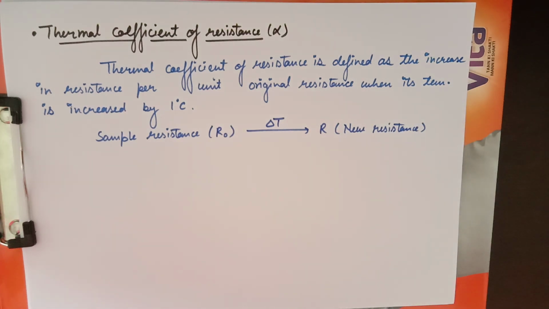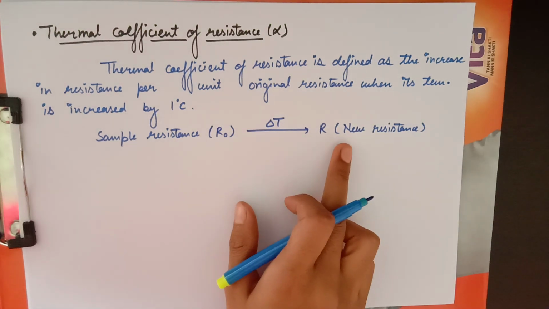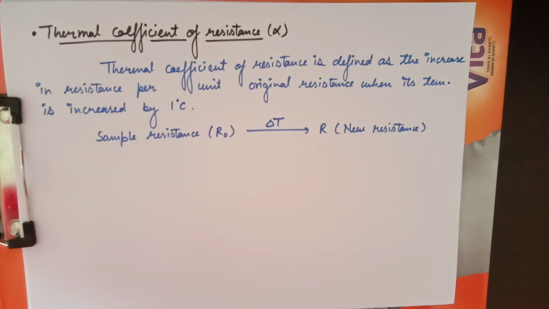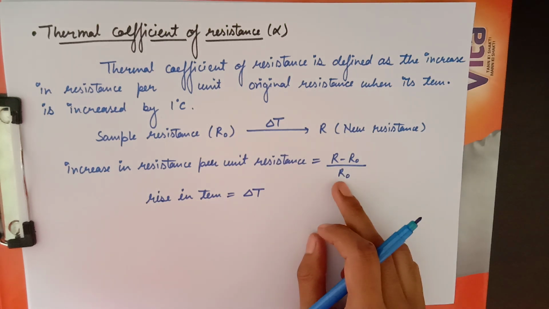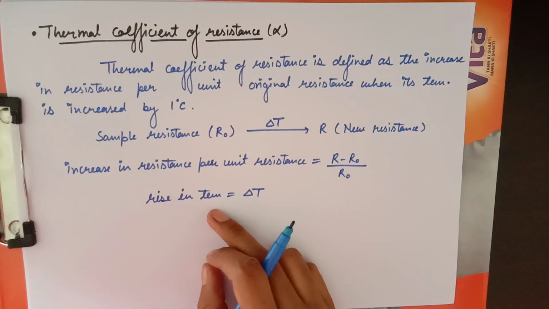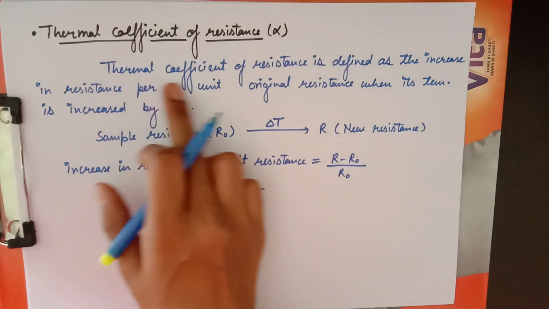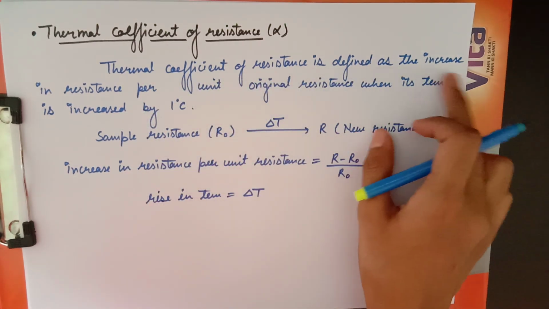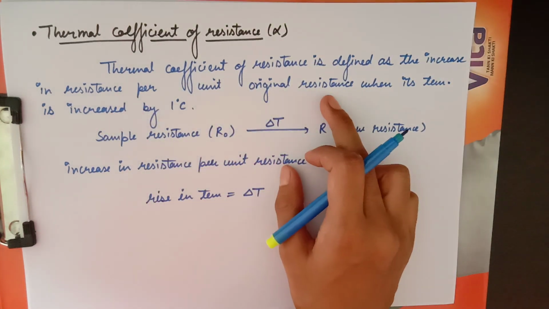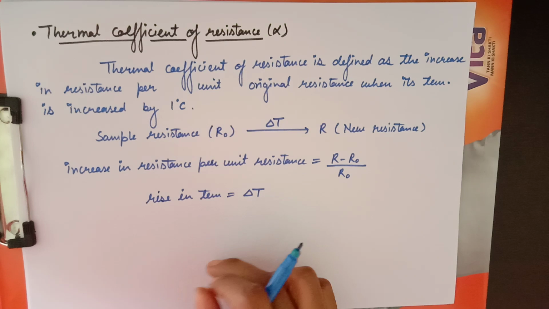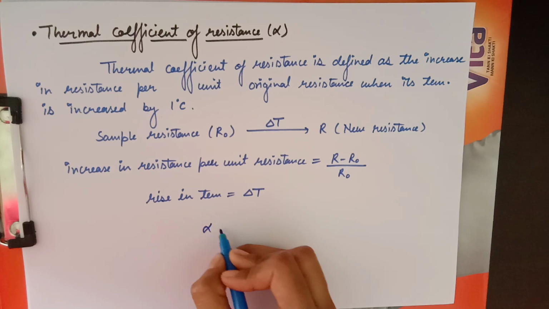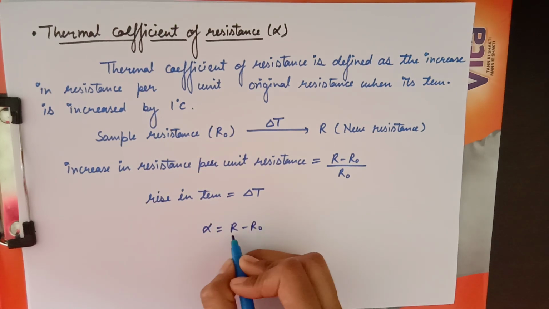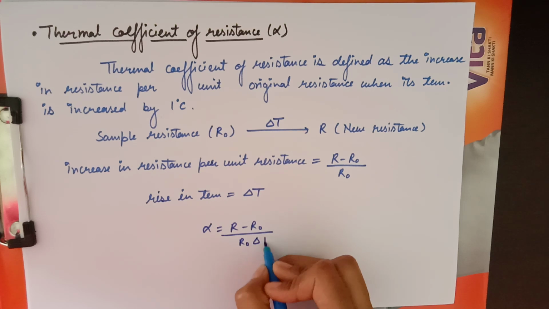So now increase in resistance per unit resistance will be equal to R minus R0 divided by R0, and rise in temperature is delta T. So from the definition, thermal coefficient of resistance is defined as the increase in resistance per unit original resistance when temperature is increased by 1 degree Celsius, where delta T is the change in temperature. So alpha will be equal to R minus R0 divided by R0 delta T.